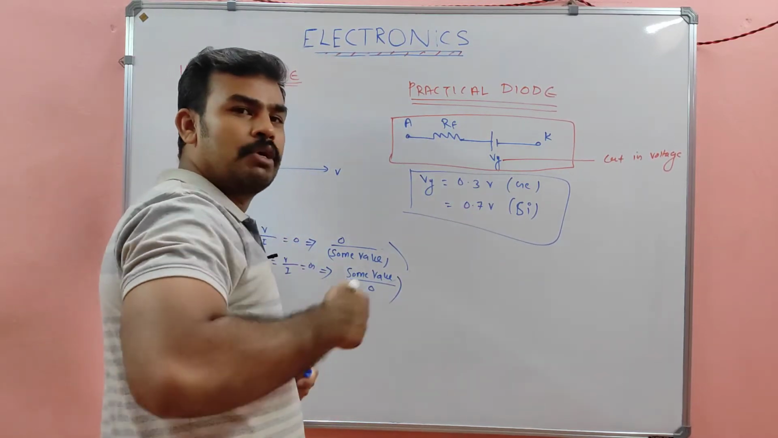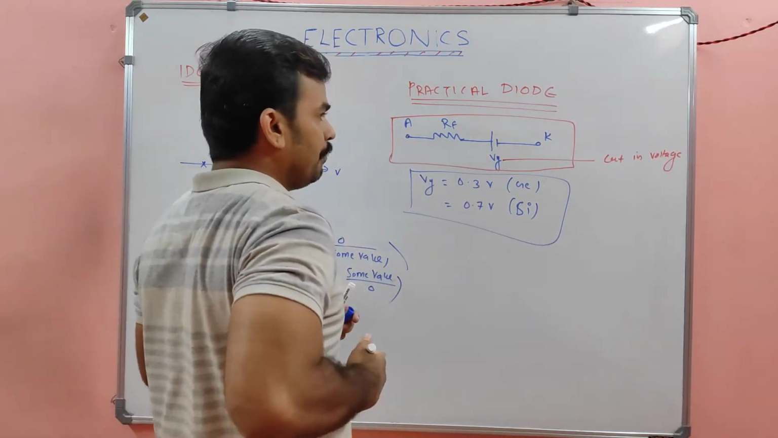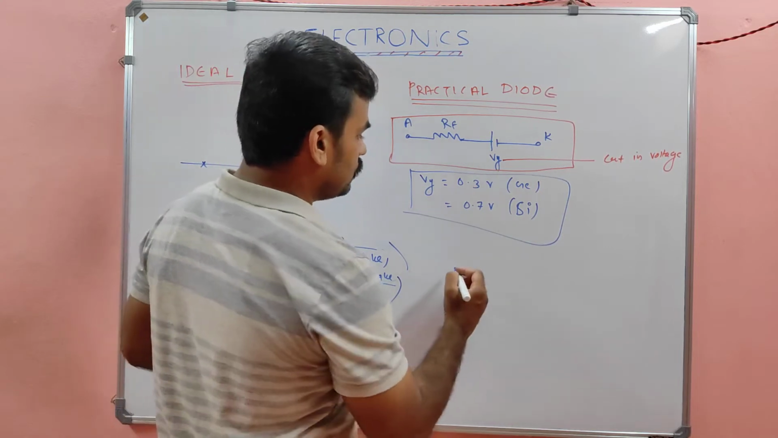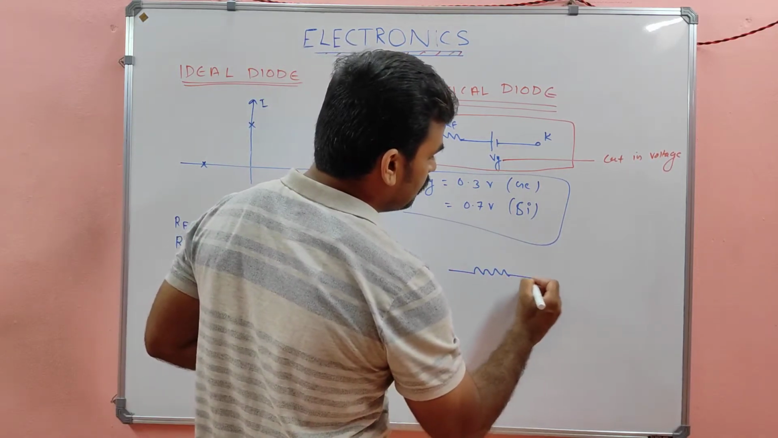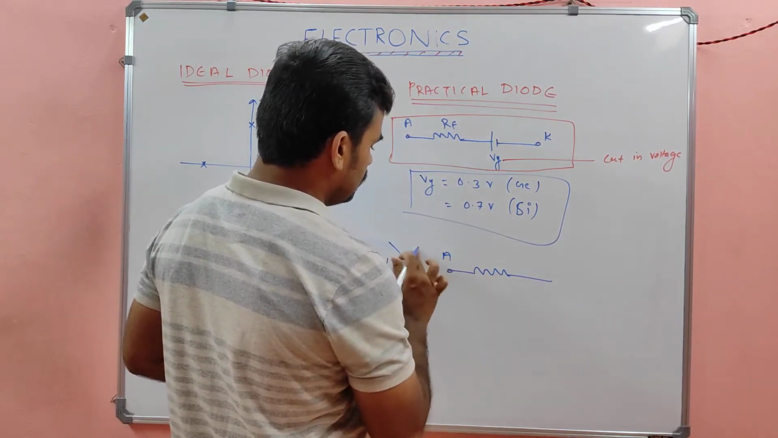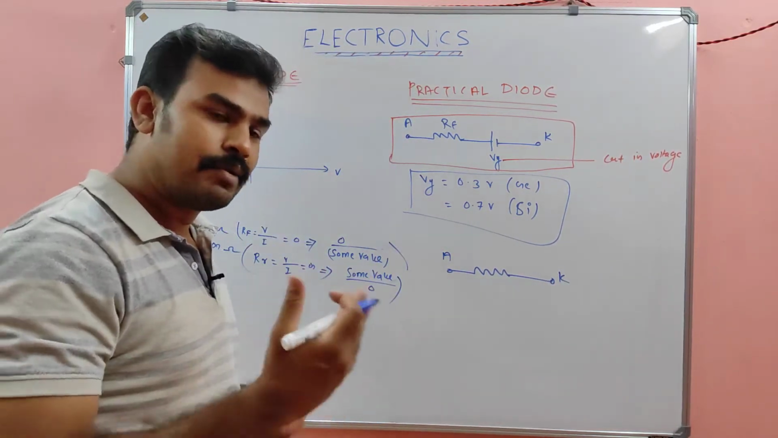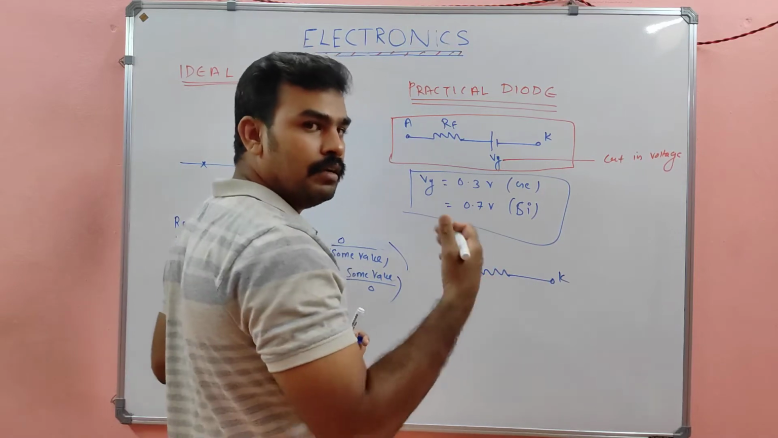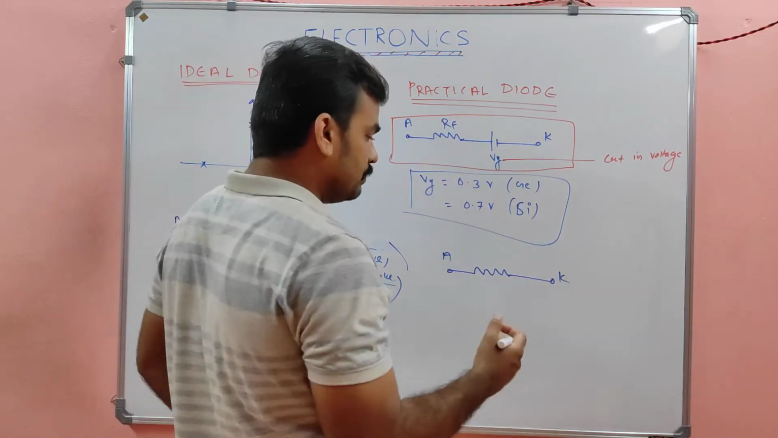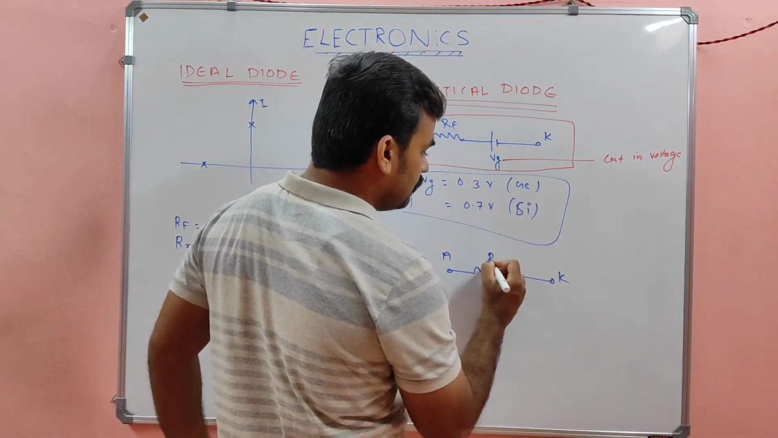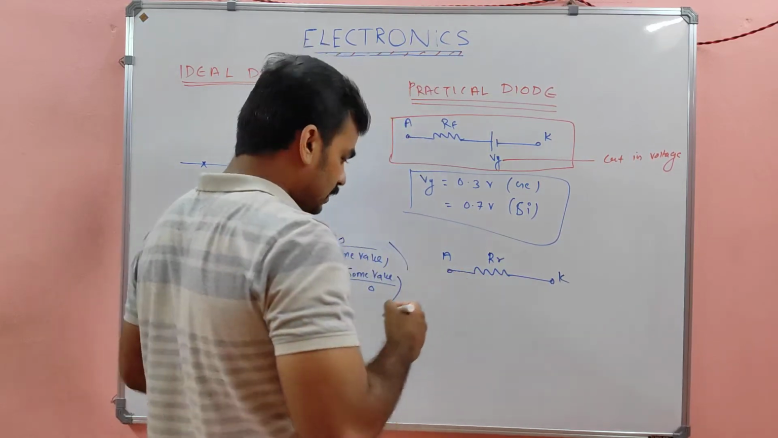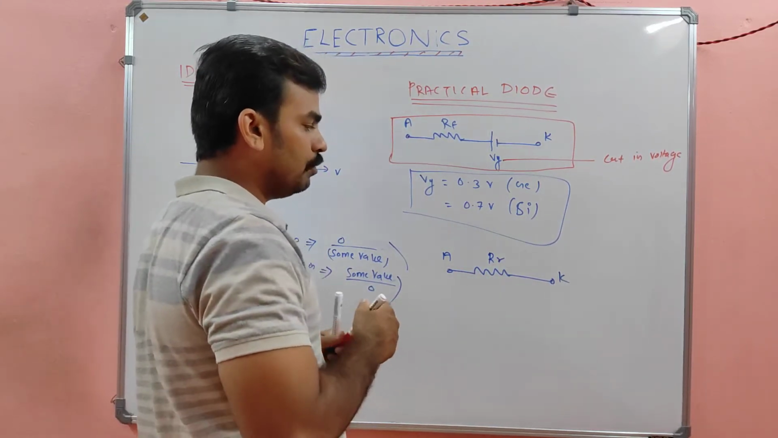Then what is the equivalent circuit in reverse biased condition? Reverse biased condition is simply represented by a resistor, a reverse resistor, between anode and cathode. PN is also represented like anode and cathode. Anode is the positive terminal and cathode is the negative terminal, or N region. This is nothing but RR.